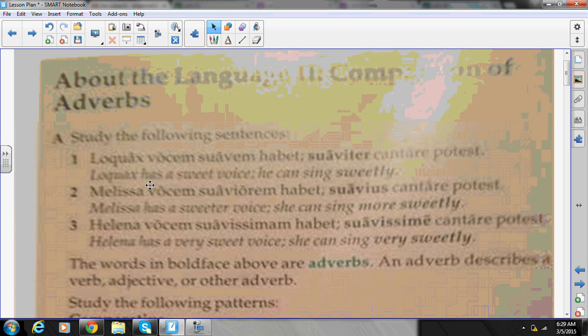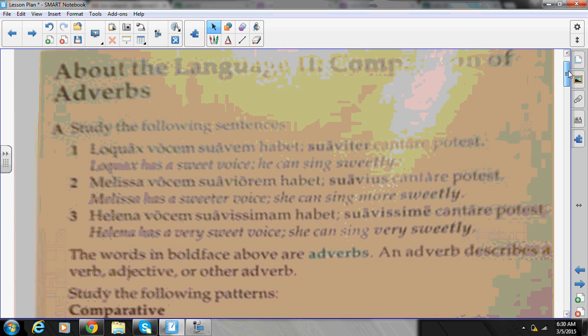The first one is our positive adverb, suavitor. The second one is our comparative adverb, suavius. And then our third one is our superlative adverb, suavissime. As you can see, adverbs have the same qualities that adjectives had in positive, comparative, and superlative. If we look at these, you're going to see that there is a correlation with each one.